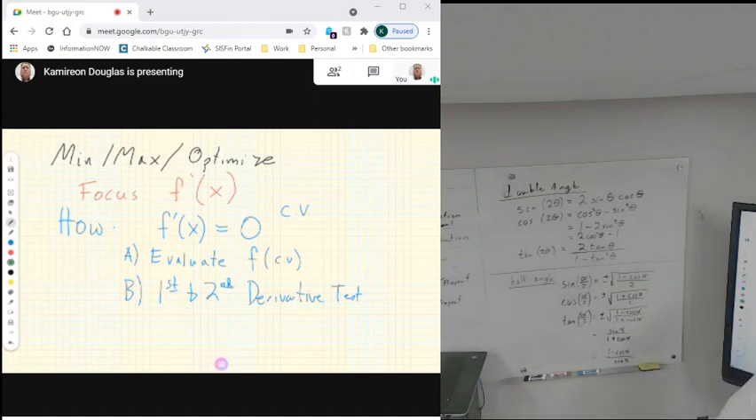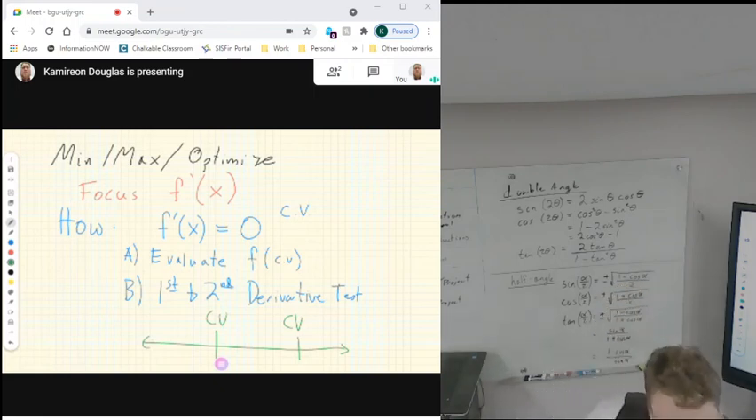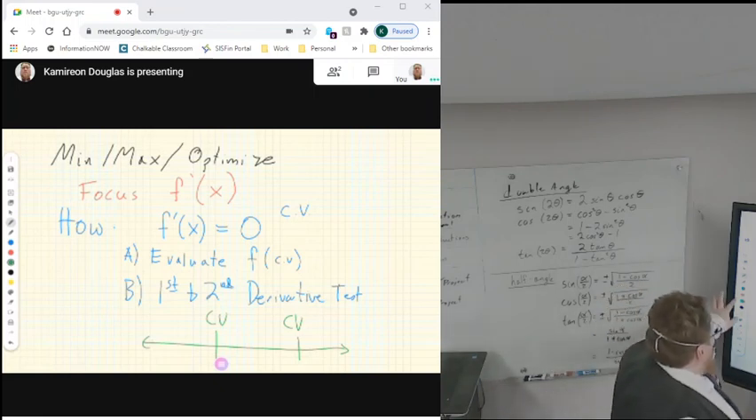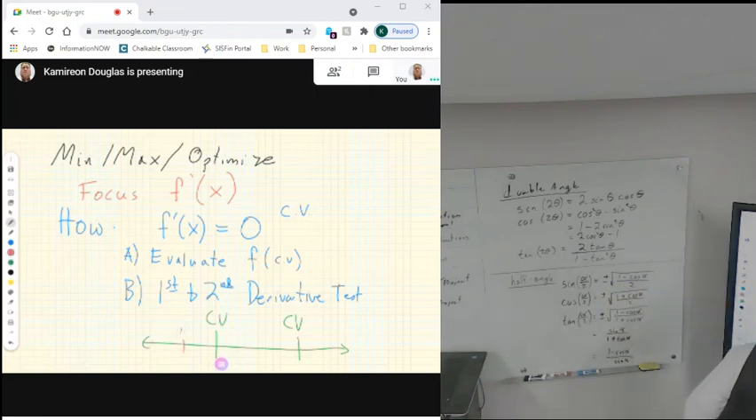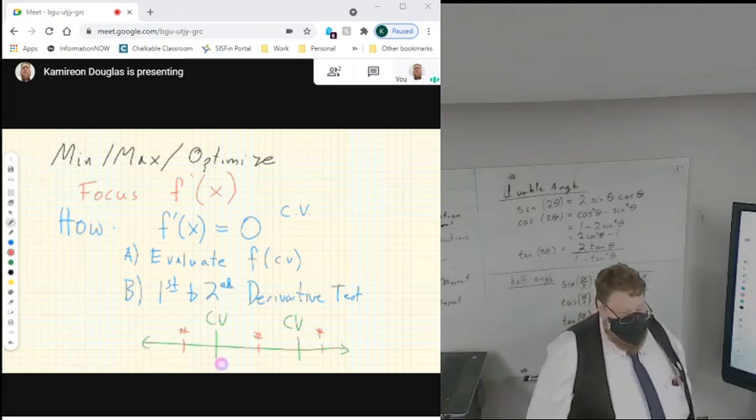was we found a critical value on a number line. And what you did is you tested numbers in between and around these ones. So we tested a number over here, a number over here, and a number over there. Because what we were determining was if the actual derivative does what it's supposed to do.